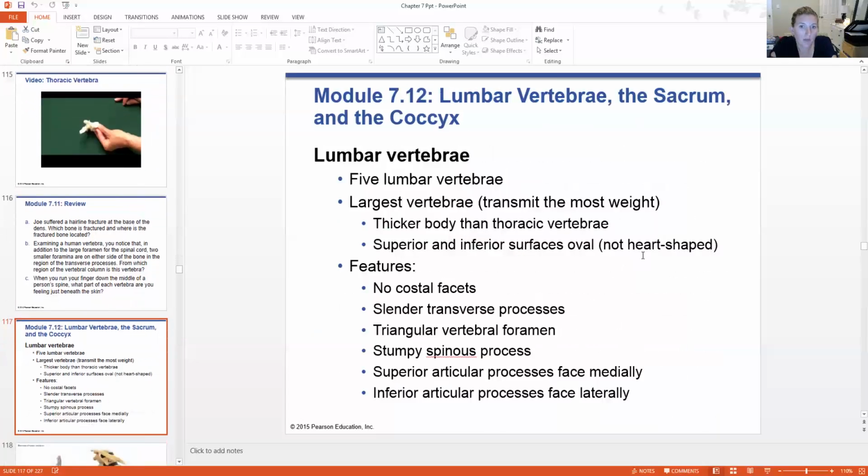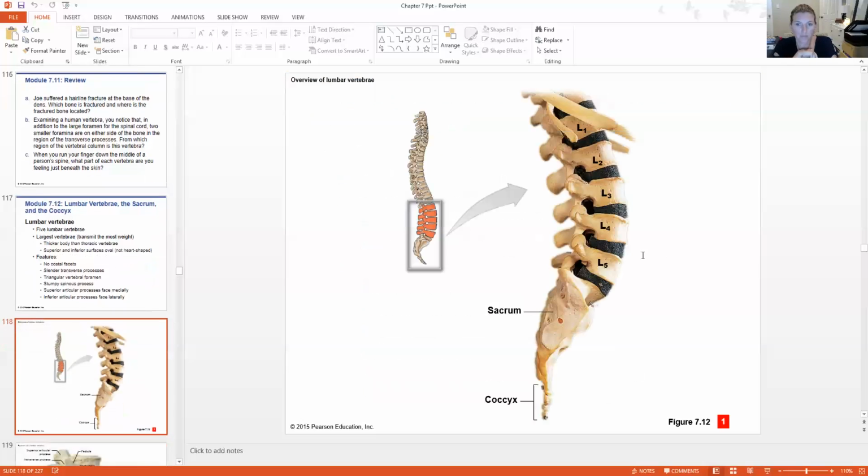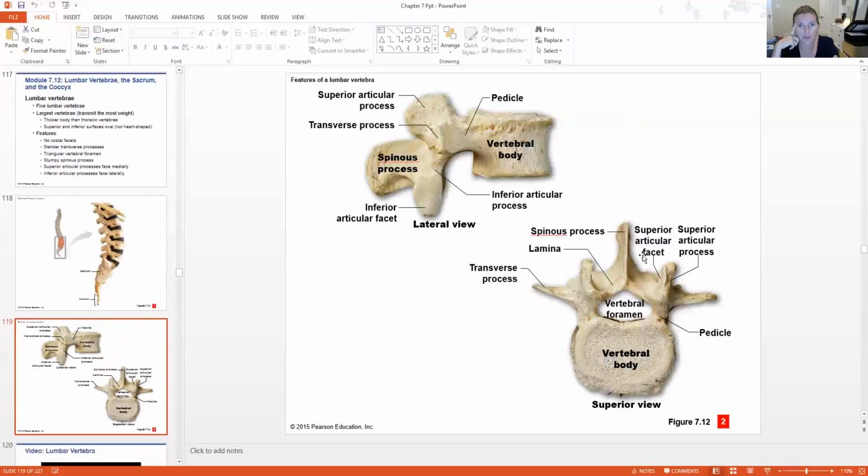The lumbar vertebrae are the largest vertebrae. They're very thick because they're supporting the majority of your body weight. The superior and inferior surfaces are very oval. There's no costal facets because there's no ribs here. They have a very slender transverse process. They have a very stumpy spinous process. And their articular processes face medial or lateral. They're very thick, so they're usually very easy to tell, very easy to identify.